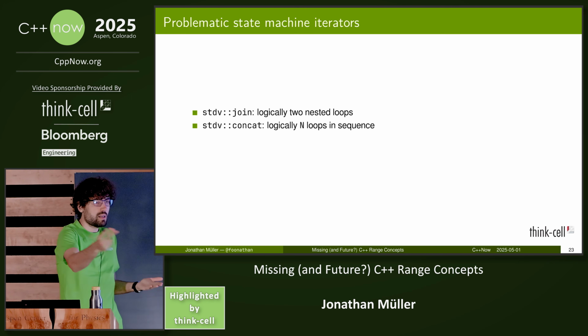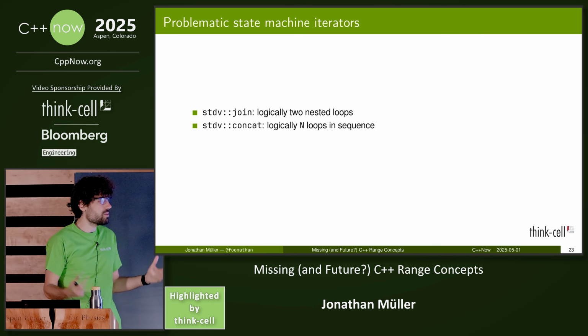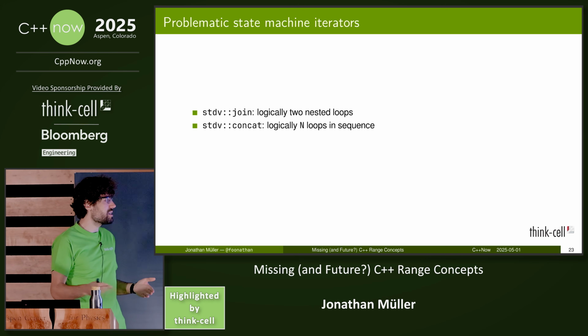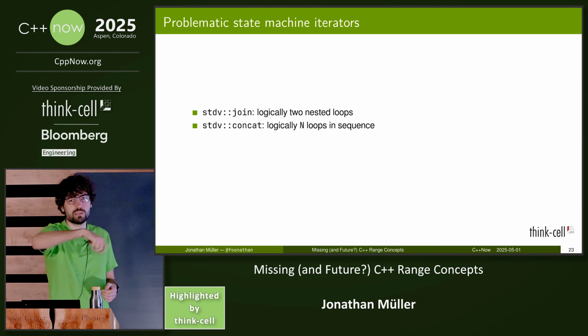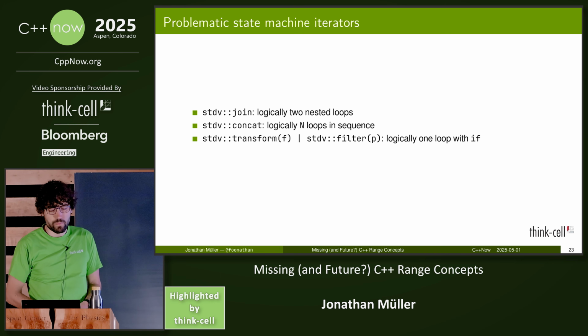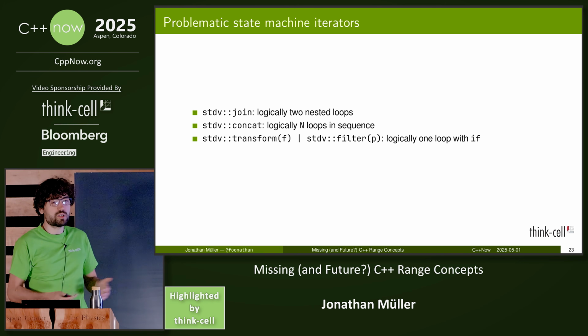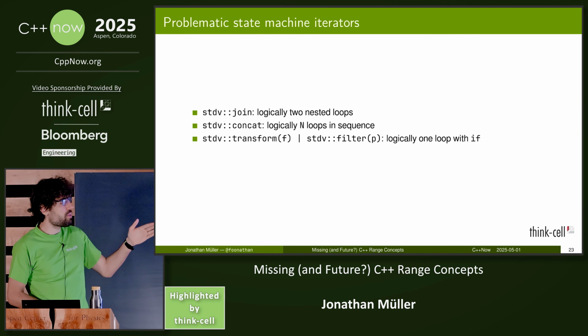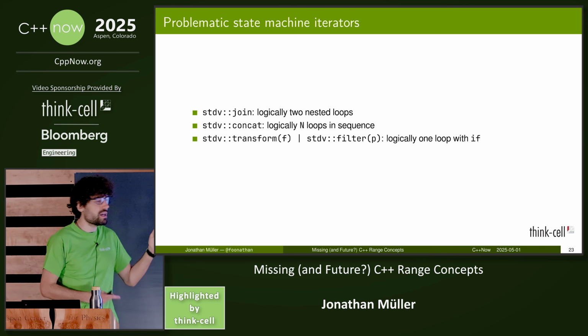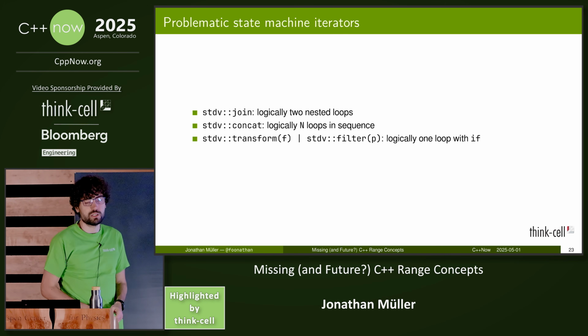Concat concatenates ranges one after the other. This is logically just n loops in sequence. But instead, we've got a complex state machine where we have a variant of all the iterators, and then they increment the currently active one. And if this reaches the end, then we change the active variant member. And this is really awkward for the optimizer. And also we've got the famous problem where we do a transform and a filter. This is logically just one loop with an if. But because both the filter ++ and the filter star need the value after the transform, it applies the predicate twice. Once to actually get it out of there, and once to know whether to skip the element. And so this is just semantically less efficient than the other thing.